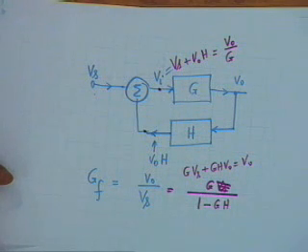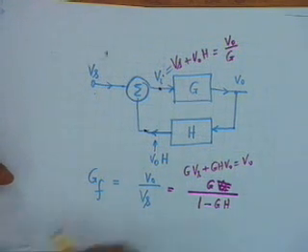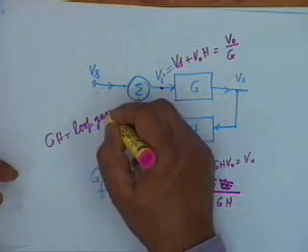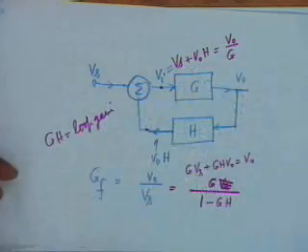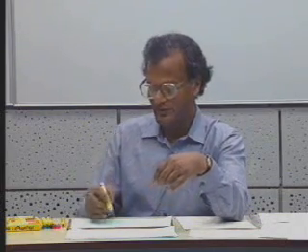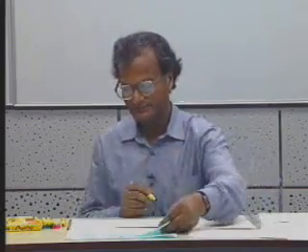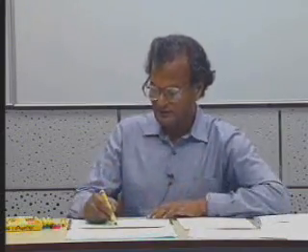It is also called the loop gain. G times H is called the loop gain. It is the gain of the feedback loop. That is, if you start from a point in the feedback loop and try to come back to the same point through the summer, then the overall gain from here to here is GH, the loop gain. Now, the quantity GH affects the overall gain very drastically, very substantially.